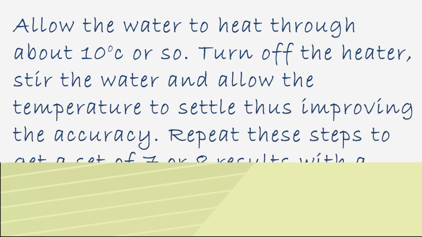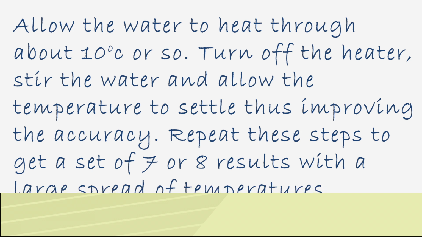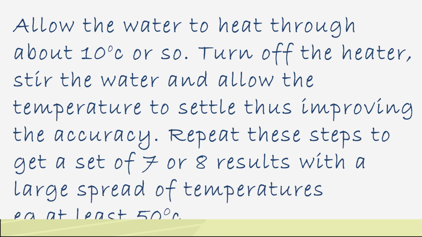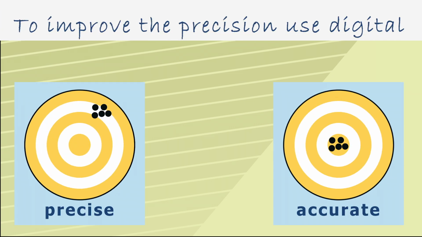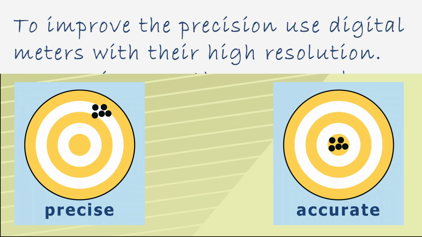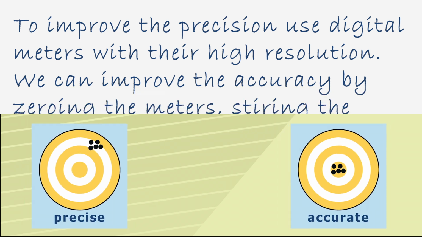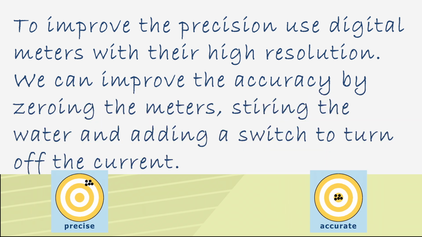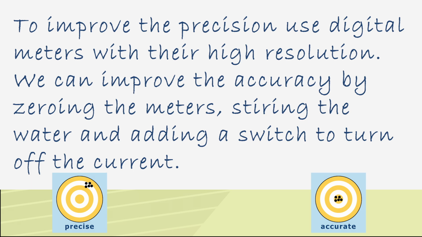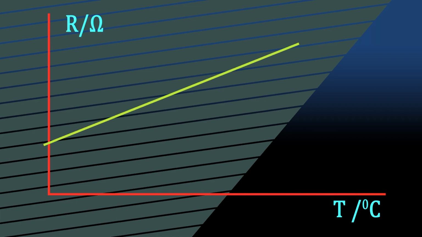Repeat these steps to get a set of at least 7 or 8 results with a large spread of temperature, e.g. at least 50 degrees centigrade. To improve the precision, use digital meters with their high resolution. We can improve the accuracy by zeroing the meters, stirring the water and adding a switch to turn off the current as described. For the analysis section, write something like, plot a graph of temperature on the x and R on the y. The y-intercept should be the same as the earlier reading of R0. The gradient of the graph should be R0 times k.